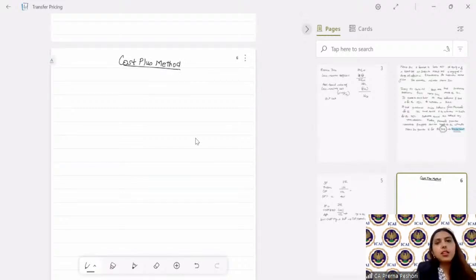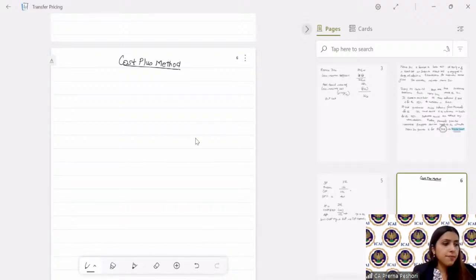Now let me take an example again to explain the cost plus method. We are not doing it very theoretically. I want you to understand all these methods through examples so that you can apply them in the examination. Are we clear? So now what is the cost plus method? As the name suggests, this is the margin on the cost. What we had seen under RPM was the margin on the sales, because it was the resale price method. Here it is the margin on the cost.